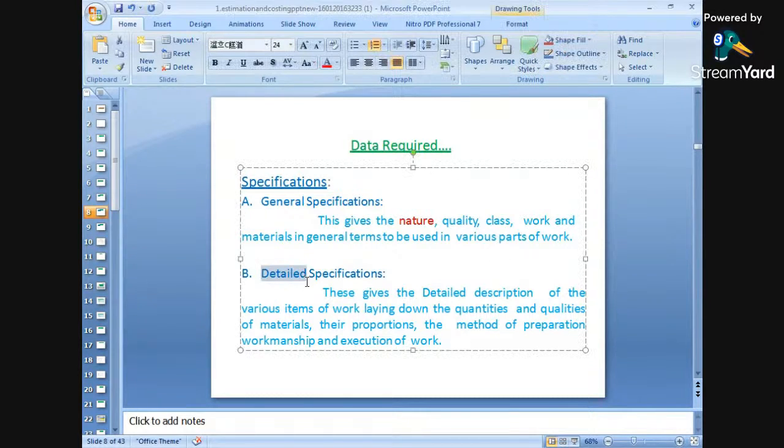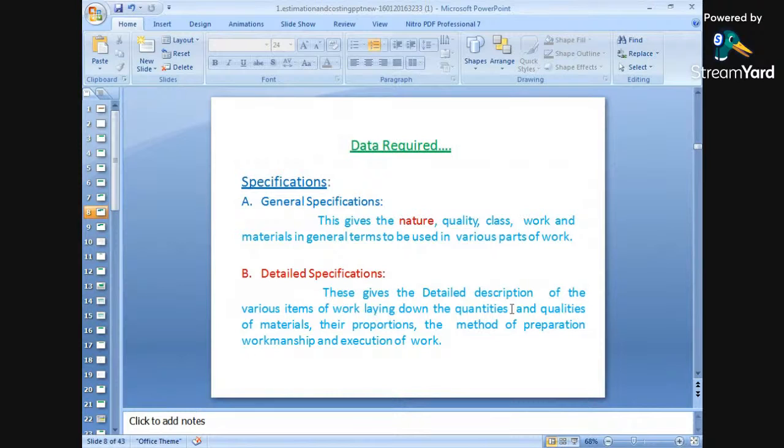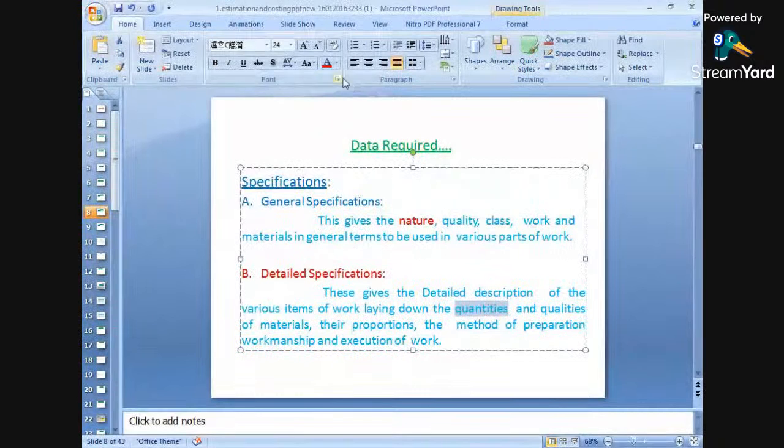Next is detailed specification. What is detailed specification? Detailed specification is nothing but this gives a detailed description of the various items of work, laying down the quantities and qualities of material. That means in a detailed way, which things are required for execution for carrying out a particular type of work. Okay? In a detailed way. That means what will be the quantities required, and what are the qualities of a particular type of material.